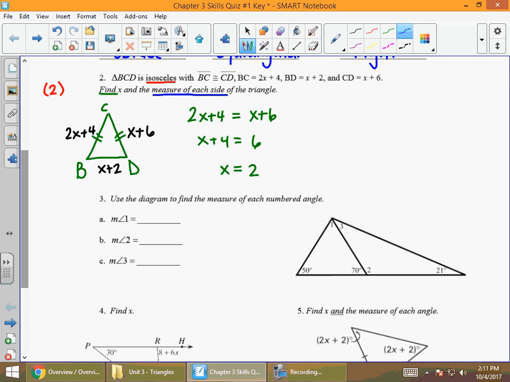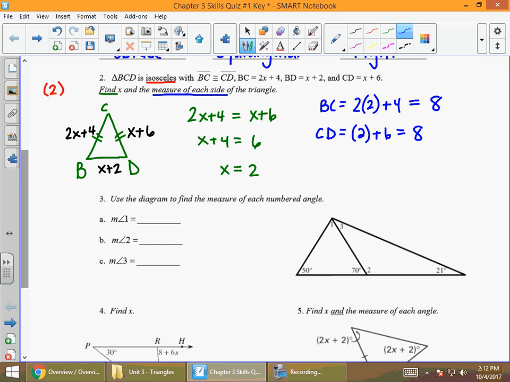So finding x equal to 2, I gave you 1 point for that, and then I gave you 1/3 of a point for each side that you correctly found. So as I go back, what is 2x plus 4? Well, this is BC. So BC is 2 times 2, which is 4, plus 4, so it is 8. CD is x plus 6. So 2 plus 6 is 8.